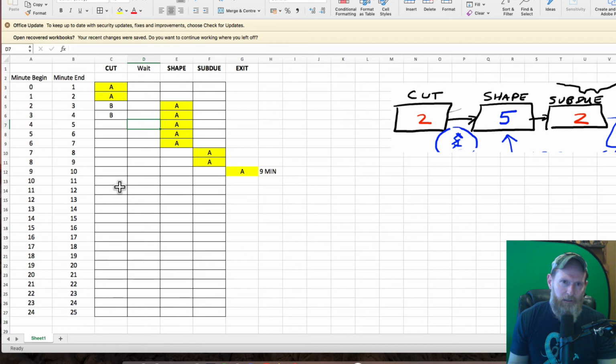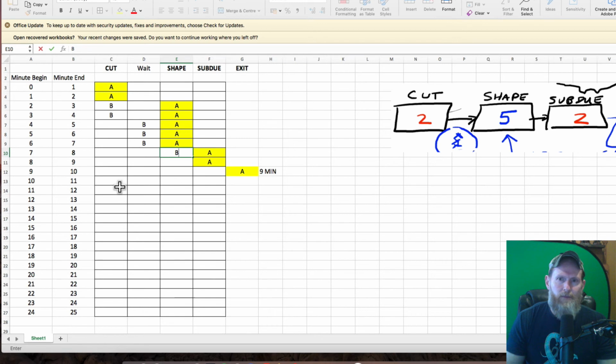So B has to sit here in the waiting room, kind of like at the hospital when you're trying to see the doctor, but the doctor's seeing another patient. So B has to wait there until the shape station becomes open. And the shape station does not become open until down here at the beginning of the 7th minute.